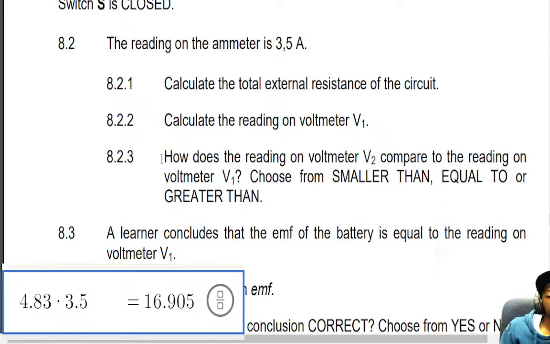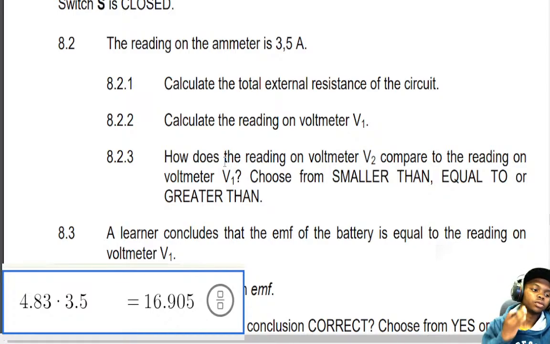Now, you can do this with calculation, but mostly it just requires knowledge. So 8.2.2 says, how does the reading on the voltmeter V2 compare to the reading on voltmeter V1? Choose from smaller than, equal to, or greater than. So this you can calculate as well, but most of the time questions like this just require a certain bit of knowledge. So it's just knowledge.